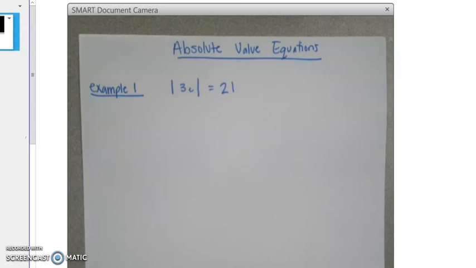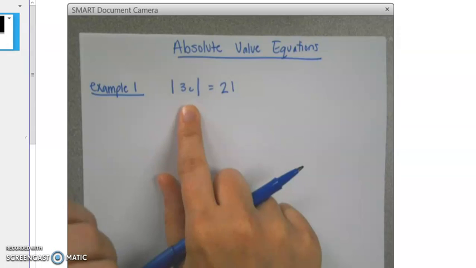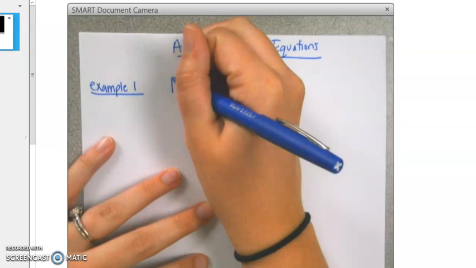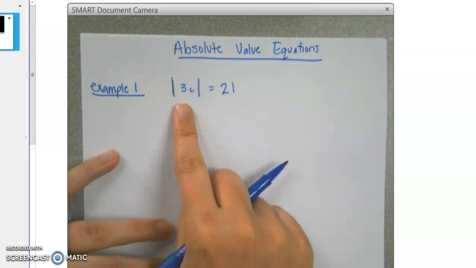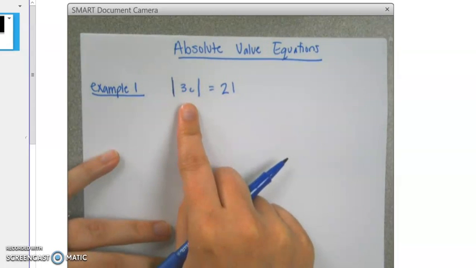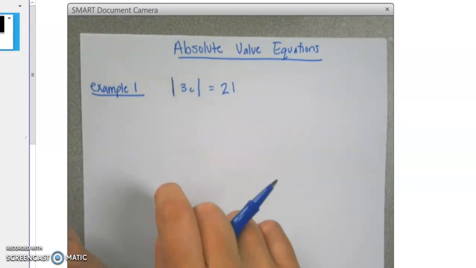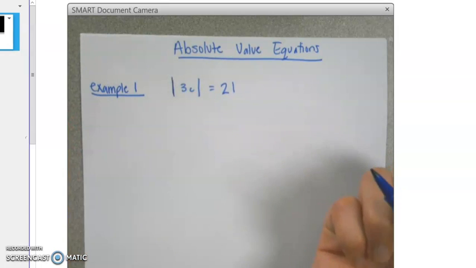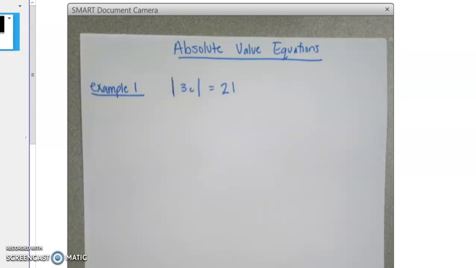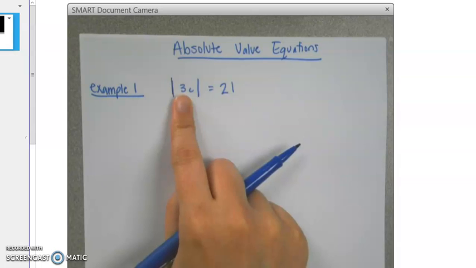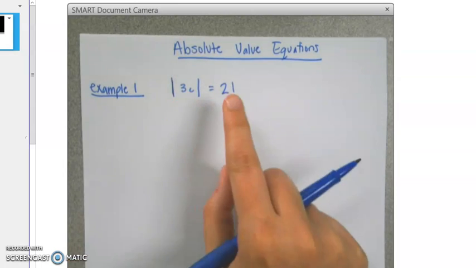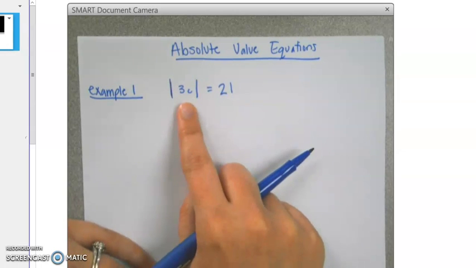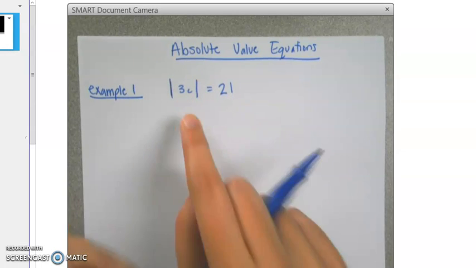The first example I have is the absolute value of 3c equals 21. So remember, absolute value bars look like this. And remember, anytime you have absolute value bars, they automatically make your answer positive. The reason is because absolute value means your distance from zero, and distance can never, ever, ever be negative. So that means what's in here could equal 21, but it also equals negative 21. These absolute values, remember, take the negative and make it positive.